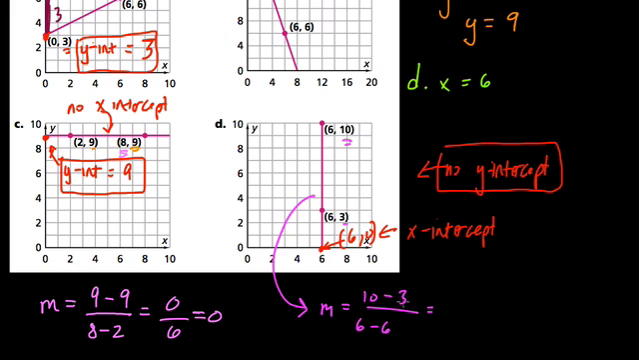Well, here if we have 10 minus 3, that's 7, over 6 minus 6, that means over 0. And that means we would have to divide by 0. And dividing by 0, right, that's undefined. So here we say that the slope is undefined because if we try to solve for it, we would end up dividing by 0.